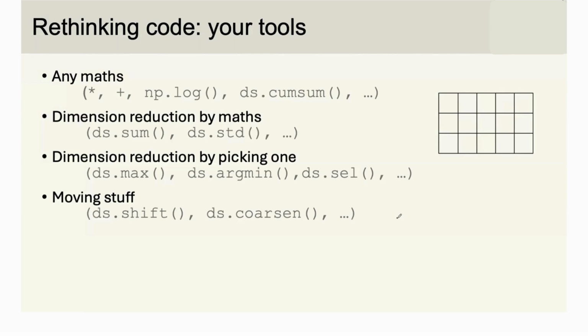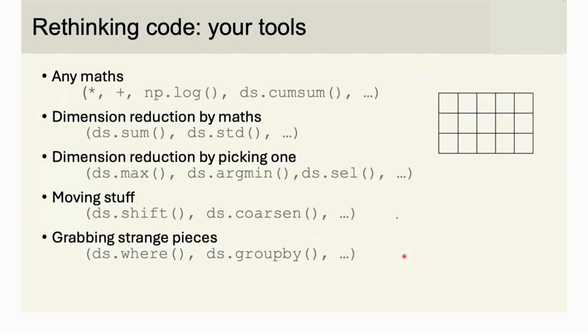And the last section I've got here is you can grab individual pieces. So you can use .where to find parts of an array where some condition is true and replace everything else with NaNs or with some other fill value. Or you could use groupby to do something like pick out every single January or put things into different piles for different months. And that's usually useful for thinking in climatology.